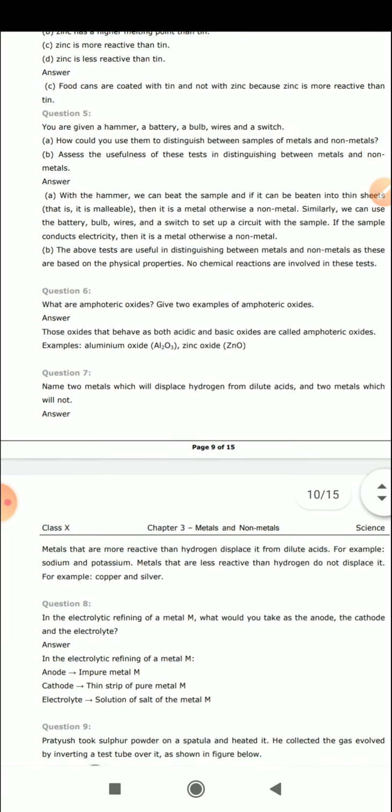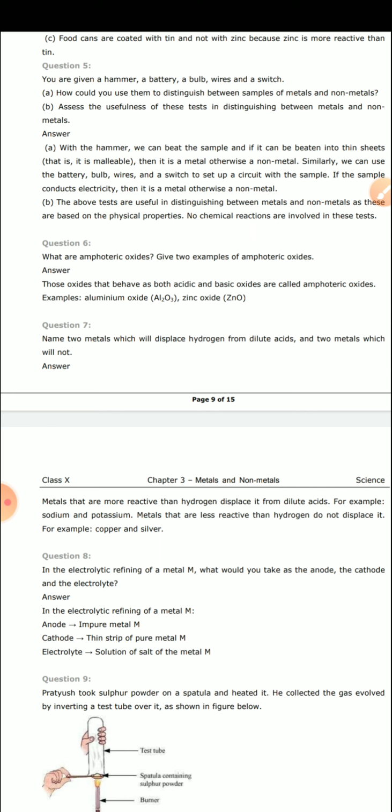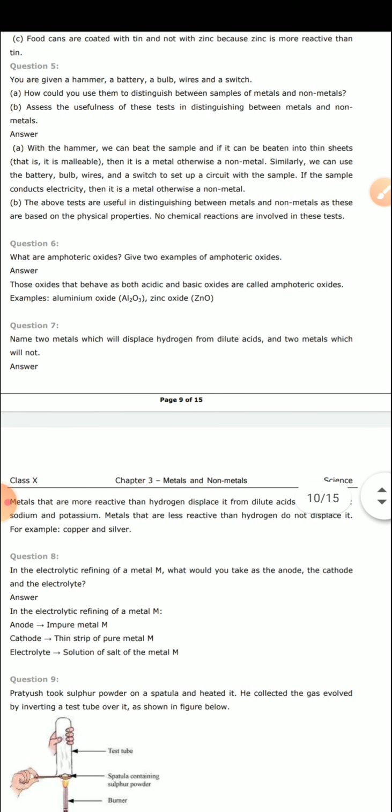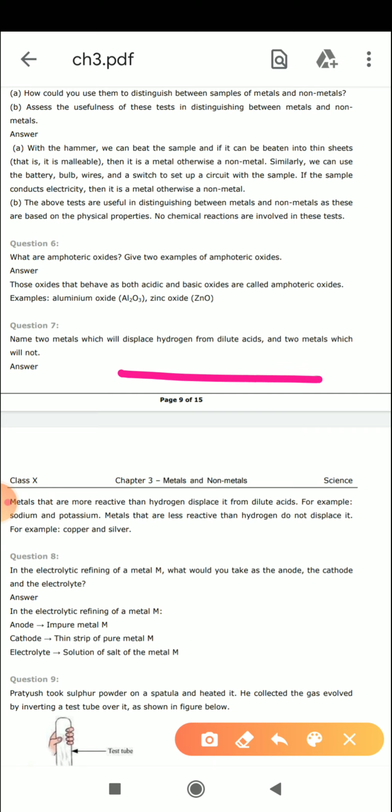Now come to the seventh question. Name two metals which will displace hydrogen from dilute acid and two metals which will not. Again, I am reminding you, this is related to the displacement reaction. You should know that those elements which are above hydrogen can displace hydrogen from its solution, and those which are below hydrogen cannot displace it.